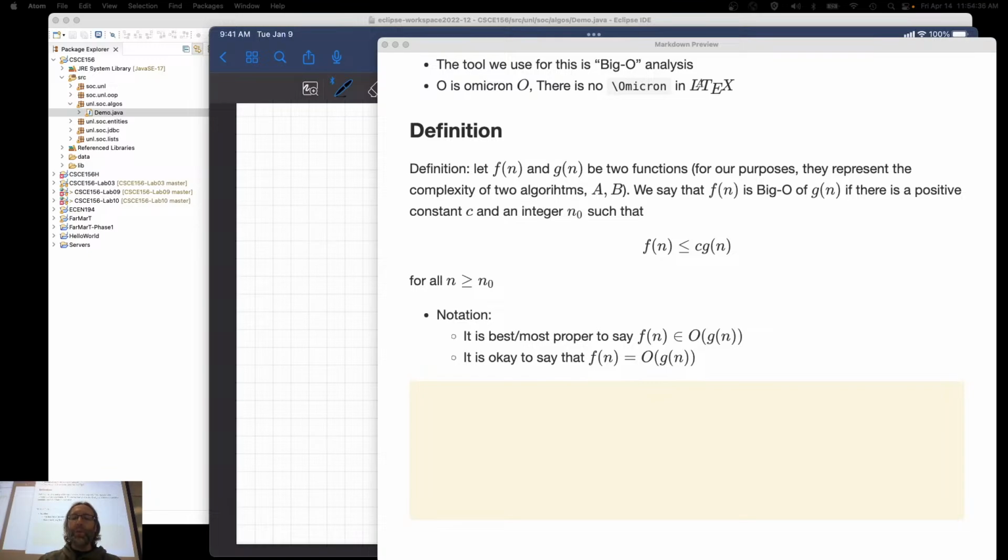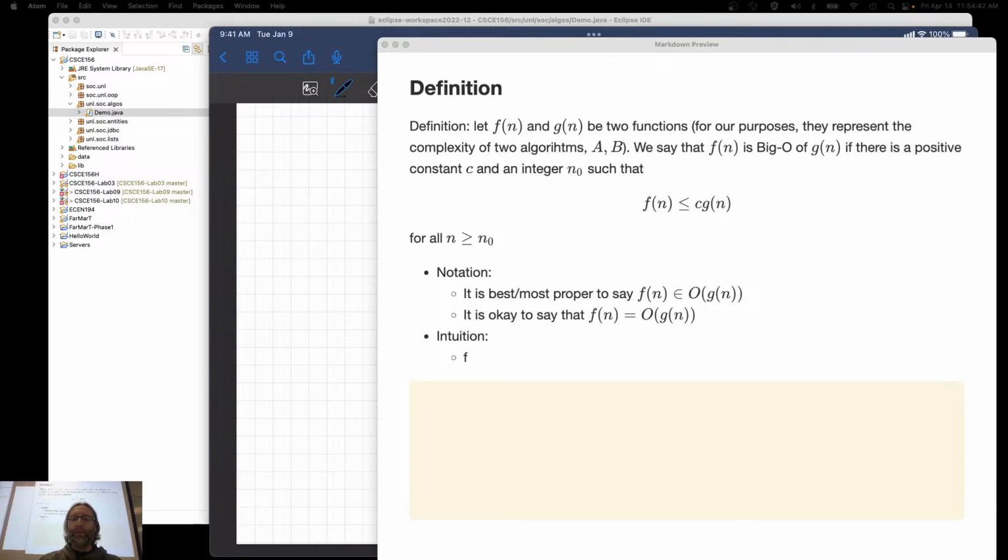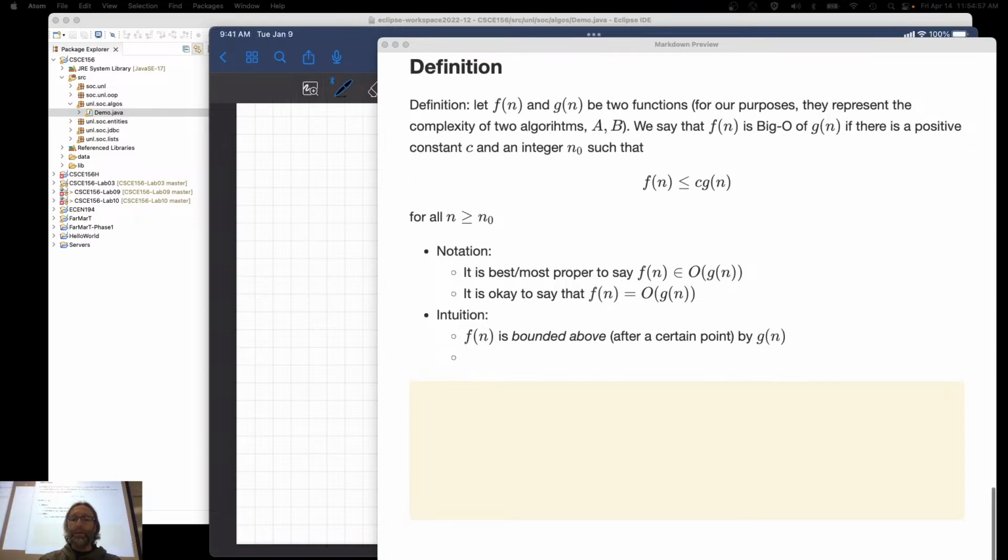What is the intuition here? The intuition is that f of n is bounded above after a certain point by g of n. In other words, g of n is asymptotically larger than f of n.